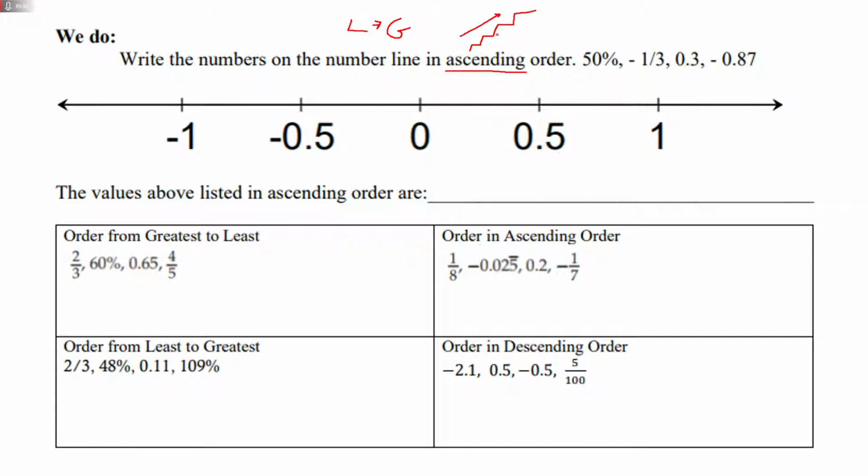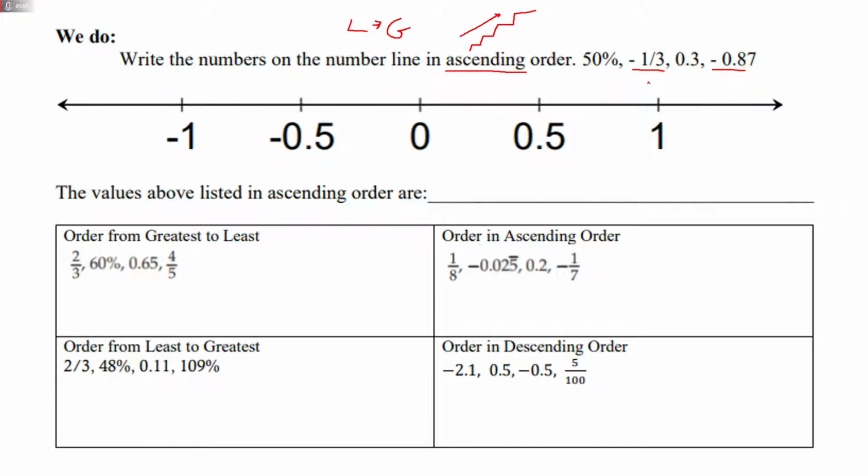So an interesting thing to note here is I have positive and negative numbers. So a negative number is always going to be smaller than a positive number. So let's start with the negative numbers first. I've got what looks like negative 1/3, and I have negative 87 hundredths. So what I remember about negative numbers is that the bigger the magnitude, the bigger the negative number looks, the further away from 0 it's going to be.